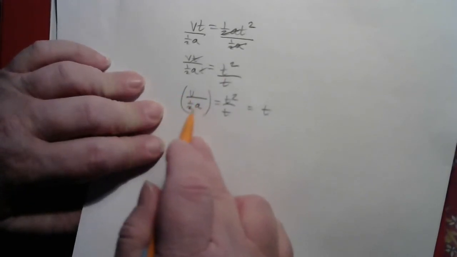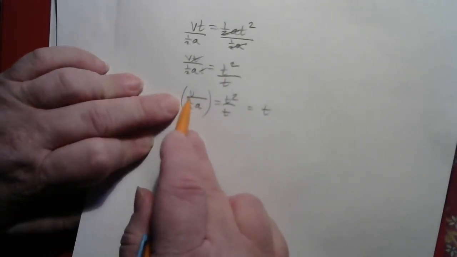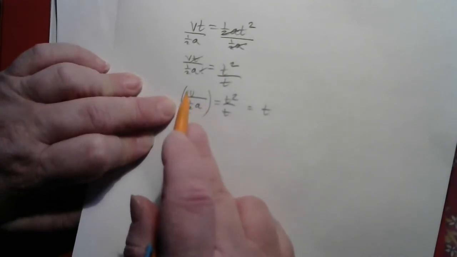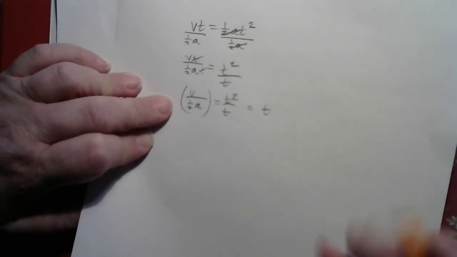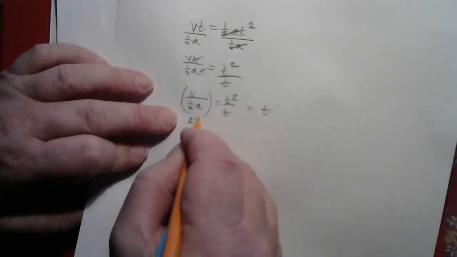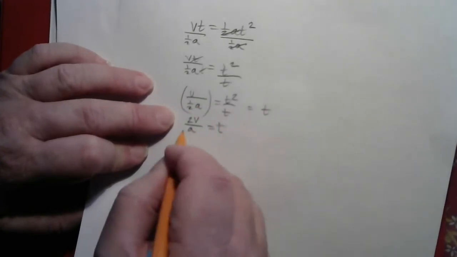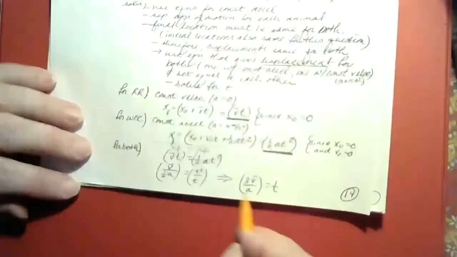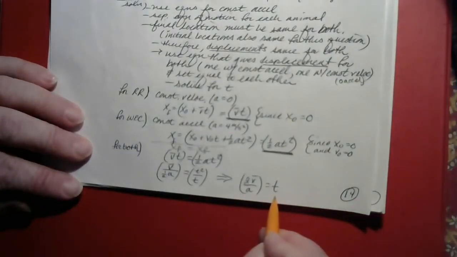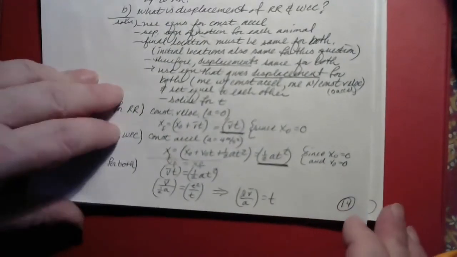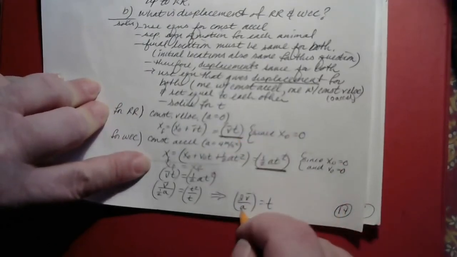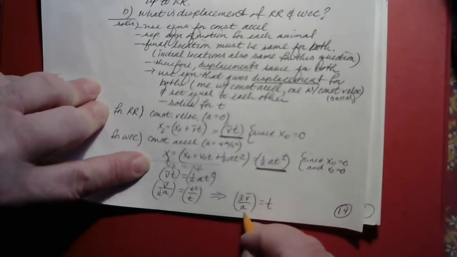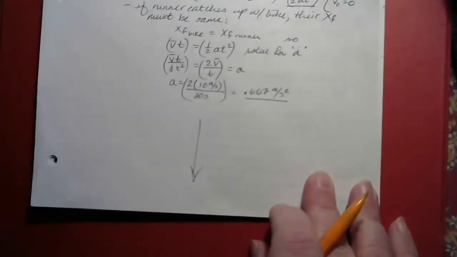You might want to make this equation look a little nicer by noting the fact that if you have 1/2 on the bottom, that's the same as multiplying by 2. Or in other words, 1 over 1/2 is 2. So it's actually 2V over A, and that is T. Okay, and that is what we ended up with. So 2 times the average velocity, that's for the Roadrunner, over Wile E. Coyote's acceleration should equal time.